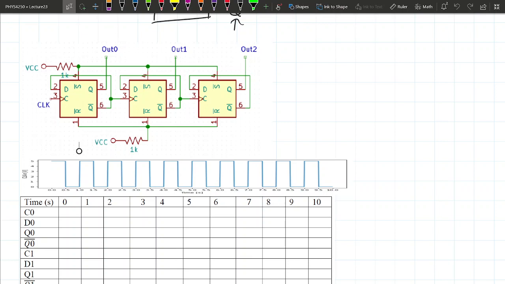No? Bored? Okay, yeah, so let's see how this works. Here we have a little timing diagram of the clock going up and down, just a square wave.